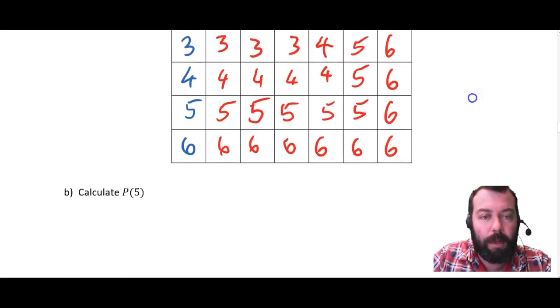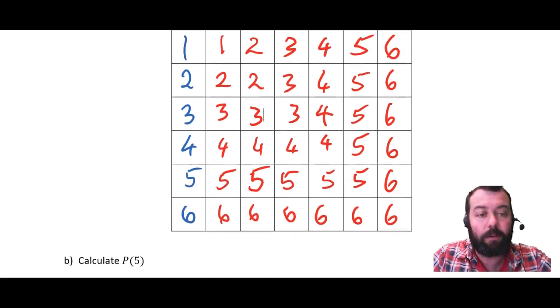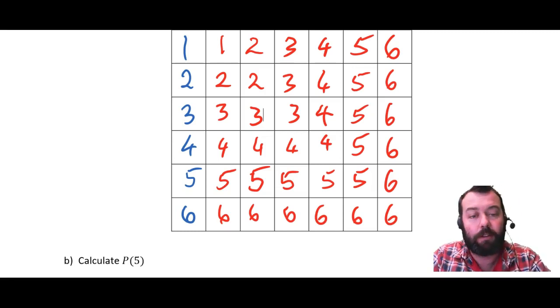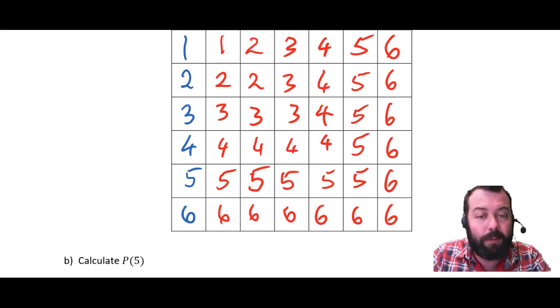Secondly, the probability of a 5. Well, we know that the probability of an event is the number of outcomes divided by the size of the sample space. We've determined 6 by 6 gives us 36 as the size of the sample space. Now, how many 5s are there? We can count them up. We get 1, 2, 3, 4, 5, 6, 7, 8, 9.